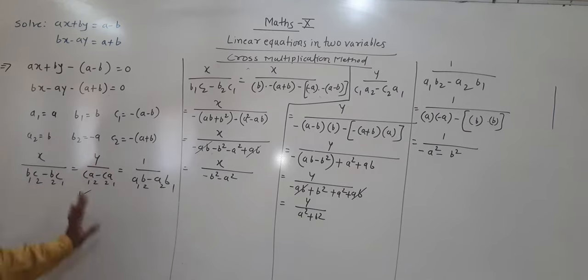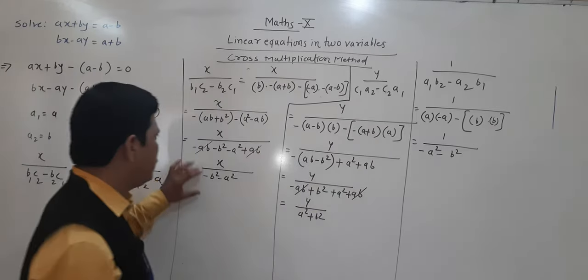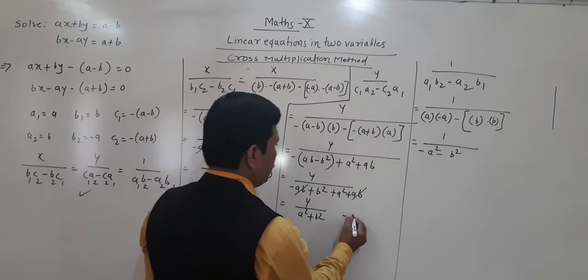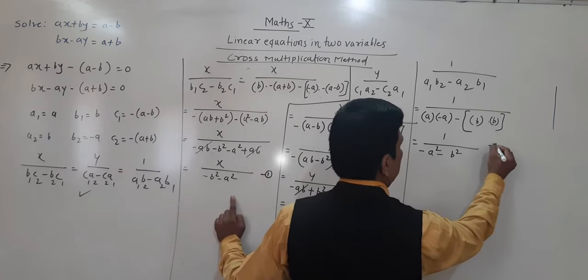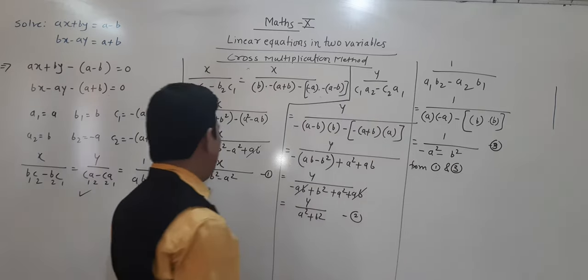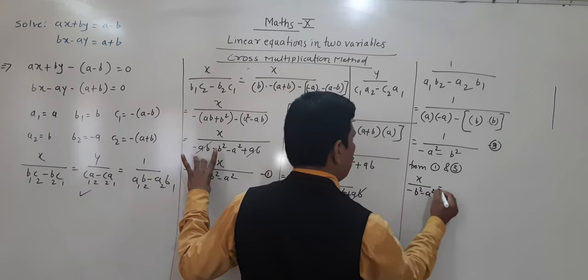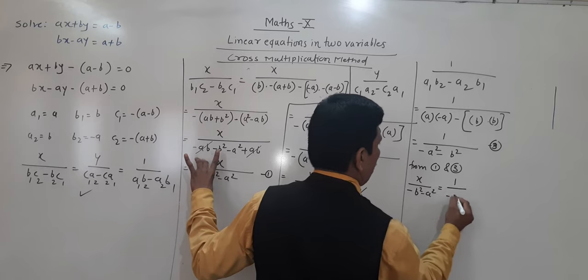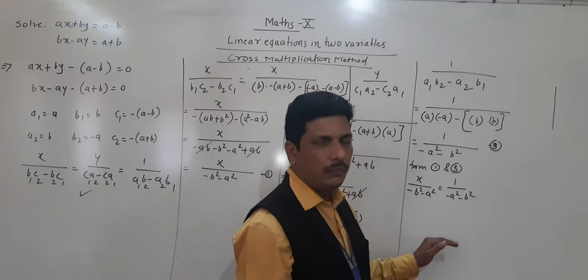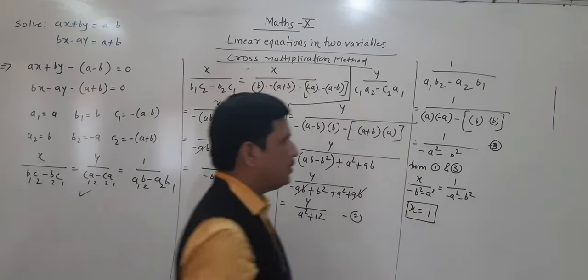Now what we need to do here? We need to equate these. I am taking x upon as the first one, this as the second and this as the third. So from 1 and 3: x upon minus b square minus a square is equal to 1 upon minus a square minus b square. Both the terms can be cancelled. So x is equal to what you will get? X is equal to 1.